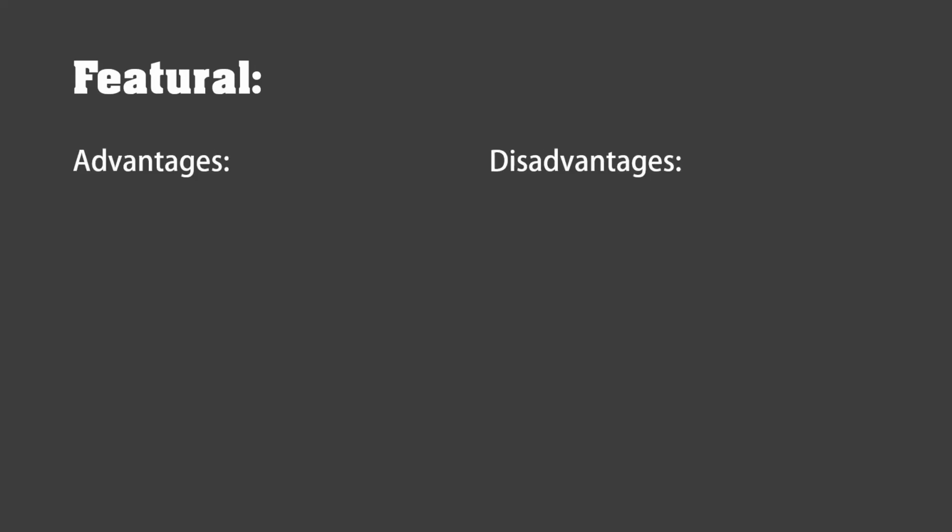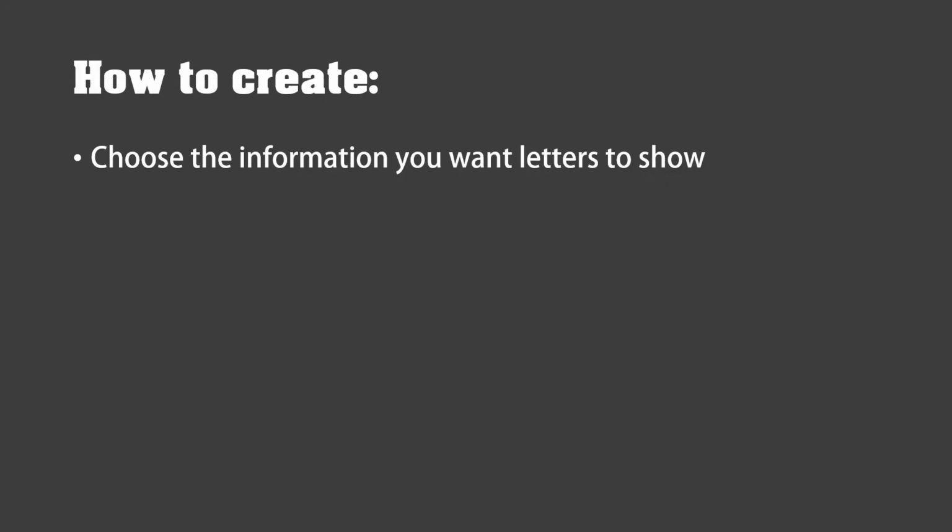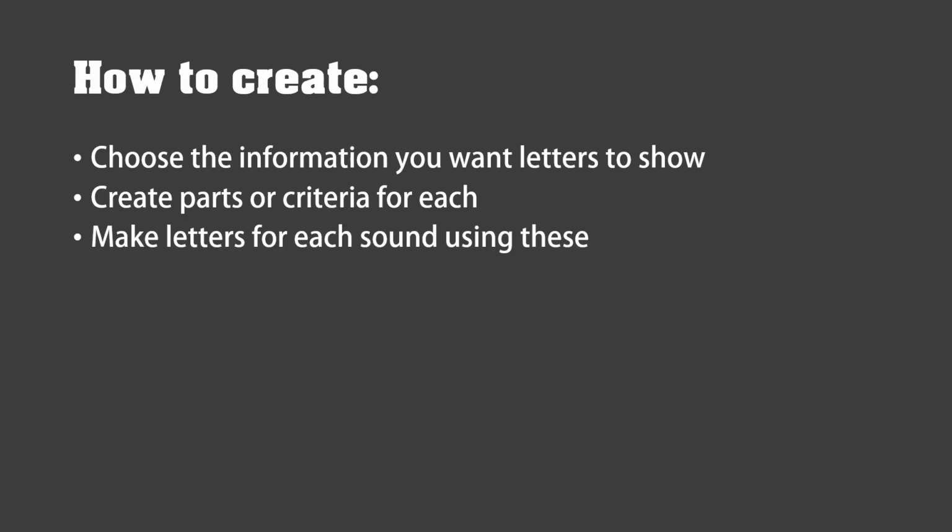Advantages and disadvantages. It requires few parts, so it's easy to learn, and you can create many letters with a few symbols. However, they're quite complicated to understand the inner workings behind the letter, for example. So how to create one of these? Well, choose the information of the letters you want to show, such as voicing or place of articulation. Create parts or criteria for each, and then you make the letters using these sounds.